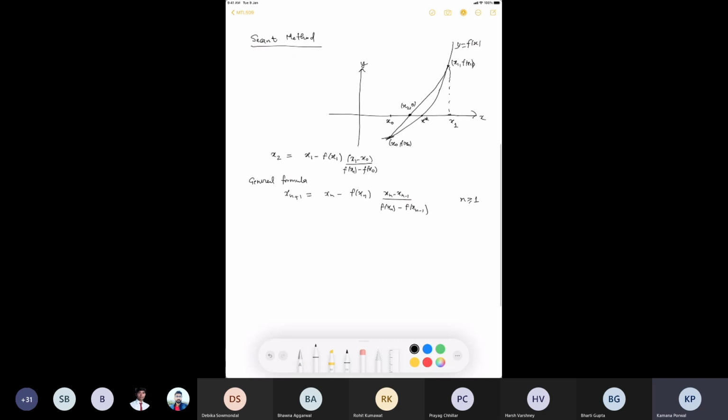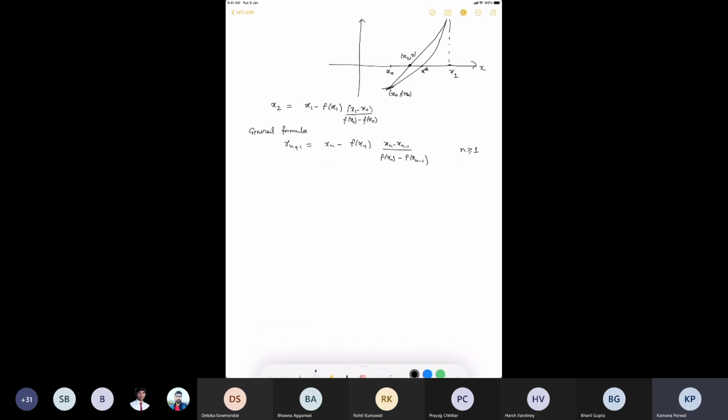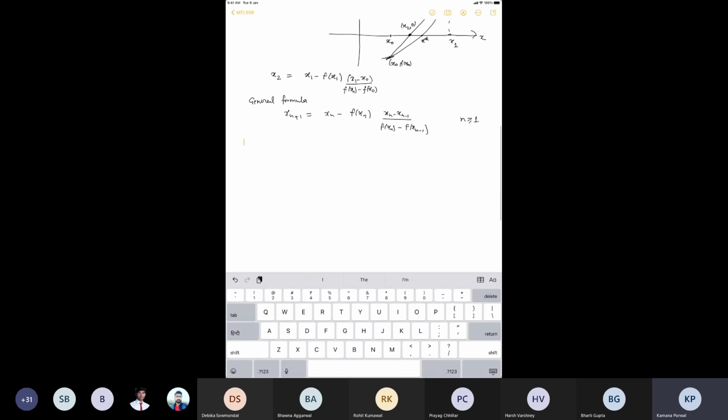If you write the algorithm, you do it as we did for the bisection and the Newton's method: you start with the initial guesses x0 and x1, then compute the general iterate for any n using this formula, and compute the error. You repeat this process until your error is less than the given tolerance. I am not repeating the same steps again. This is the general formula, and you can use it to design the secant algorithm.